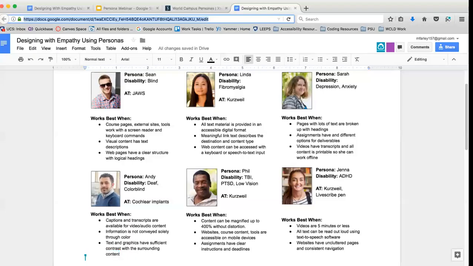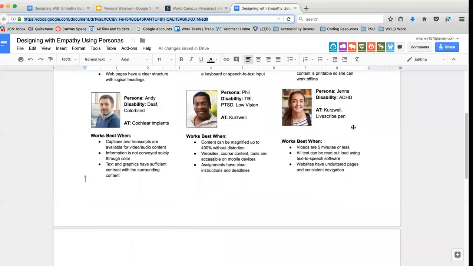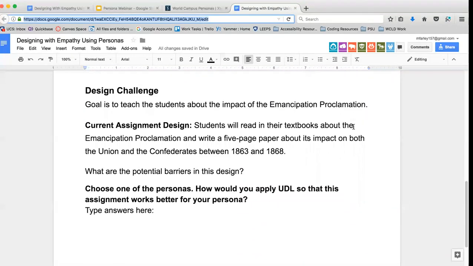Okay, so I think Matt put a link in the chat that goes to a Google Doc. On the document, we've summarized some of the main things to remember about each of our personas. And below that, we've put a design challenge for you. And we took an example of a course assignment.